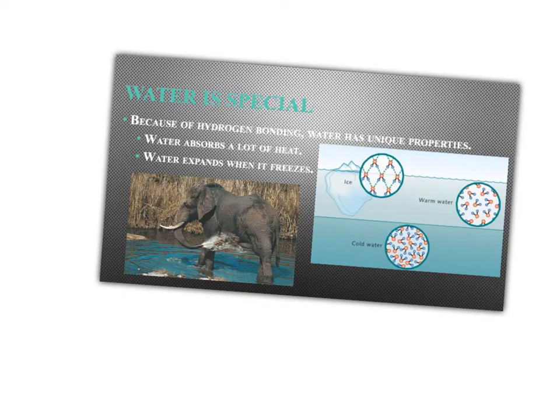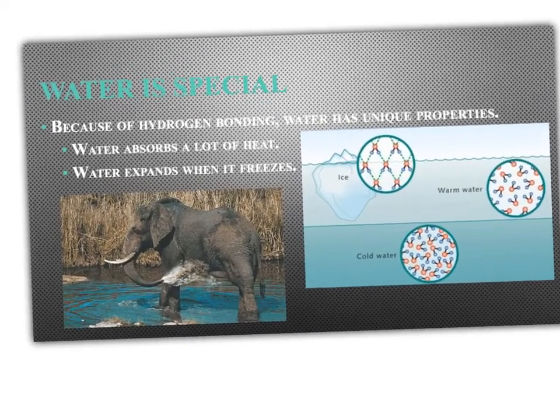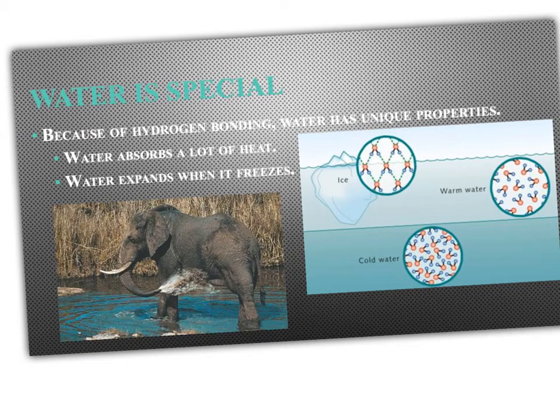Now, because of this, water has unique properties. Water is special, very special. Because of the hydrogen bonding, it shows certain properties. The first is that water, because of these properties of being sticky, can absorb a lot of heat. That's why water can be used to cool things, like this elephant cooling itself with water, and that's why sweating cools you off. That's why it's always cooler at the beach. That's why it's cooler around a lake than it would be away from the lake. Water has this property of being able to absorb a lot of heat, and it cools things off.